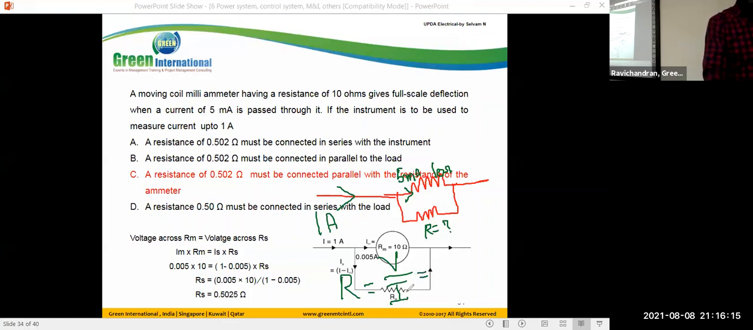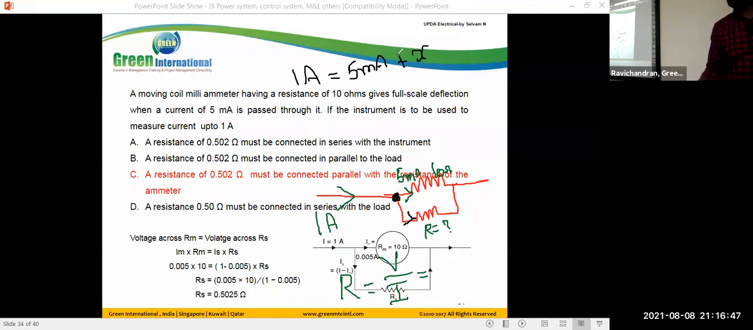Okay? How much current will flow here? We need to find the current. This is the junction, the node point. By using Kirchhoff's current law, what is the current here? The total current entering the node is 1 amp, which is equal to the current divided into 2 parts: one is 5 milliamps plus an unknown.